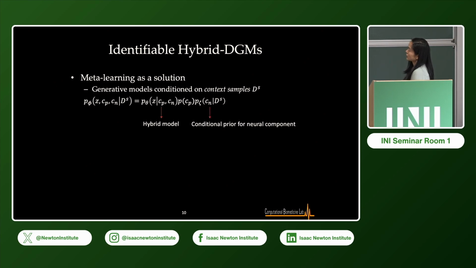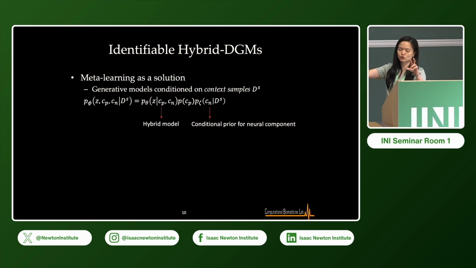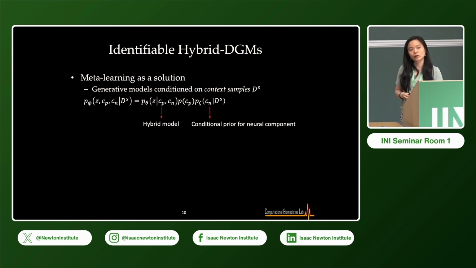For the neural component, we let it condition on some so-called context sample. A context sample is, imagine you have a sample X that you're trying to fit. The context samples are other samples that you know come from the same system and share the same latent parameters as this current sample, but they are different samples. If you think about heart modeling, you can think about different recordings of the same patient at that one moment.